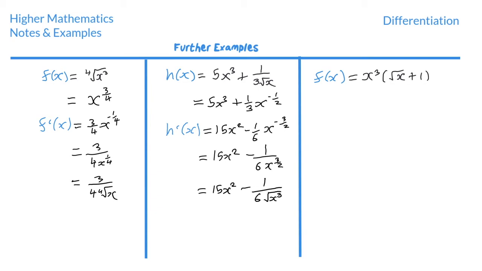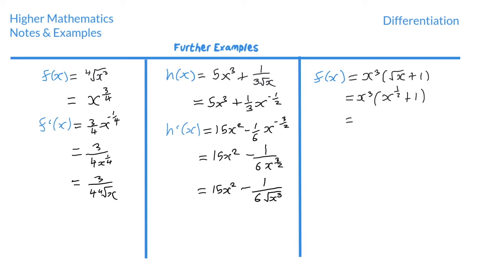Okay, in our sixth example, we have f of x equals x cubed bracket the square root of x plus 1 close bracket. So we're now looking at what happens if we have some products where we have to multiply some terms before we can differentiate. So in order to do this, we're going to, first of all, rewrite the root x as x to the power 1/2. Everything else staying the same.